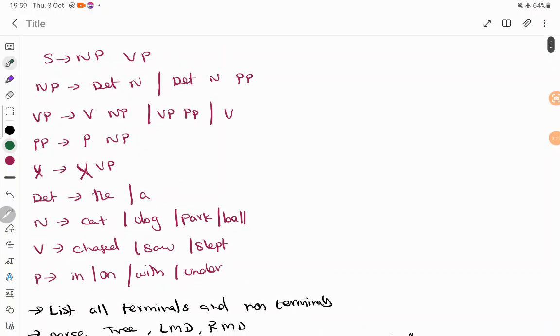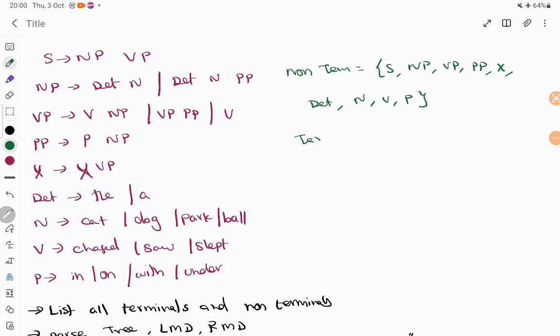So the first step is to list all terminals and non-terminals. Your non-terminals are nothing but your variables. And what is a variable? A variable is something that is written on this side, and it has a definition for itself. So what will be your variables or non-terminals? Your S, NP, VP, PP, whatever is written on this side. Okay, X, DET, N, V, and P are your non-terminals.